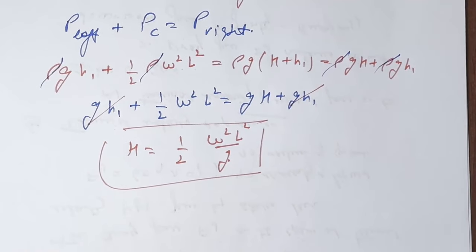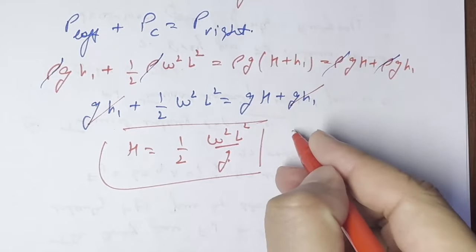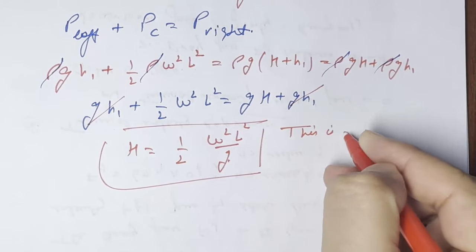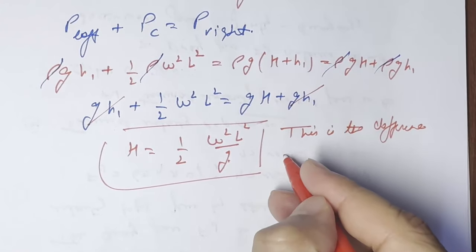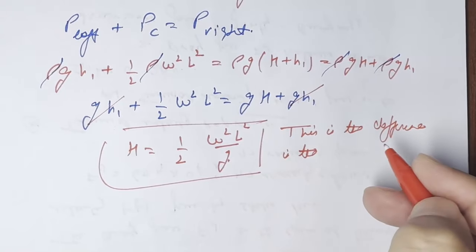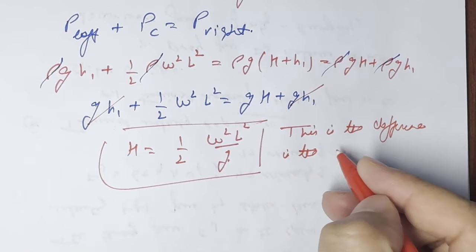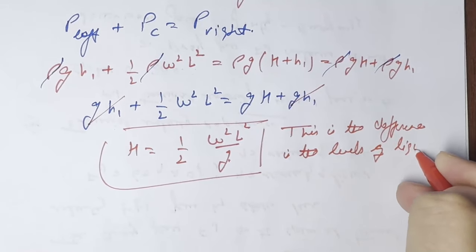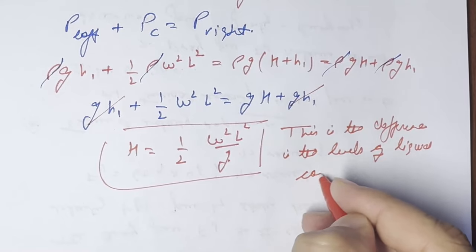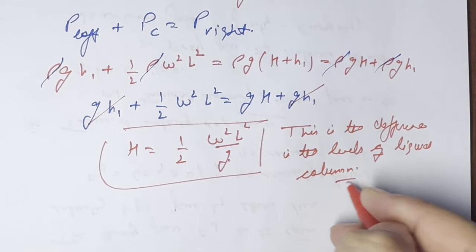So this was our question, that find the difference in the level of liquid column. So this is the difference in the levels of liquid column.